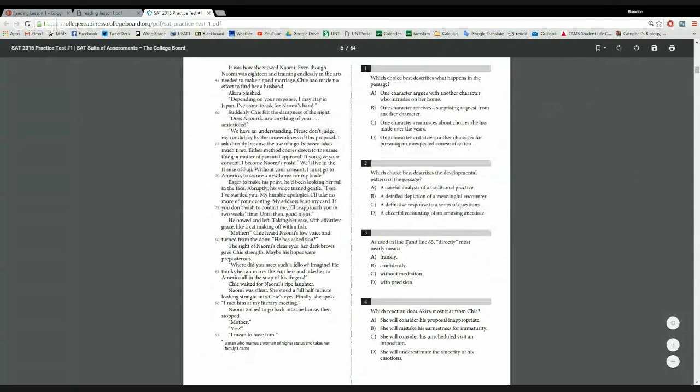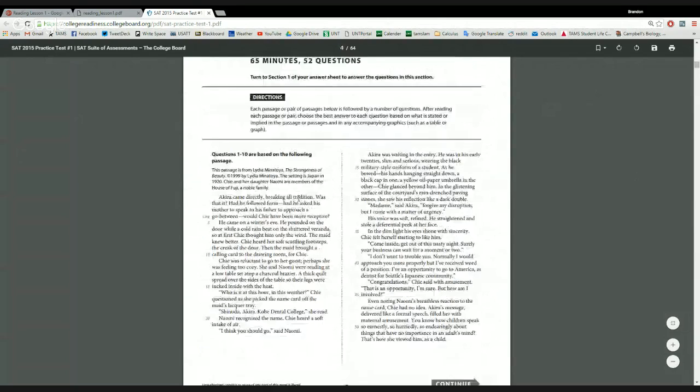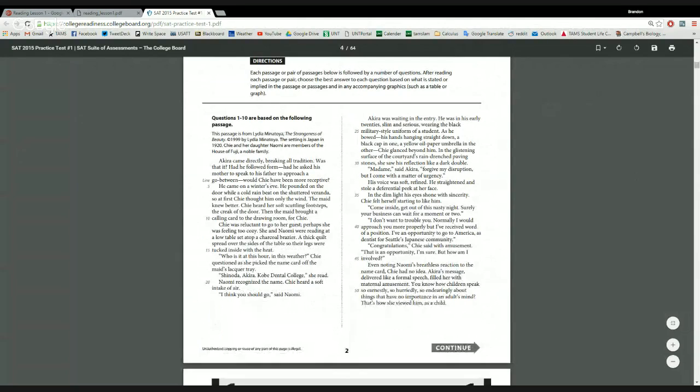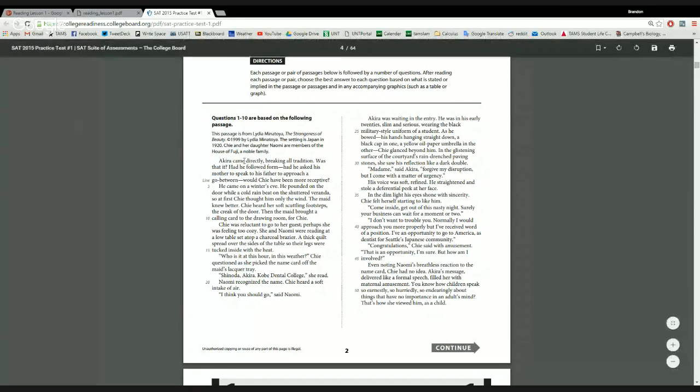So as used in line 1 and 65, directly most nearly means. So we're going to go to line 1. Akira came directly, breaking all tradition. Was that it? Had he followed form? Had he asked his mother to speak to his father to approach a go-between? Would she have been more receptive? Keep in mind, I didn't only read this one sentence. I read a little bit down to understand the context of the word directly here.